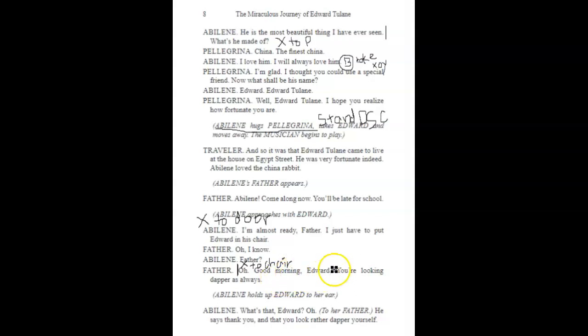Good morning, Edward. And then maybe he leans over the chair here to talk to the little toy rabbit sitting on the chair. And so you would draw another line there, make your B, circle it, and then lean over Edward. I'm just going to put lean so that it doesn't take me forever to do this. So that's what you would want to do as the stage manager.